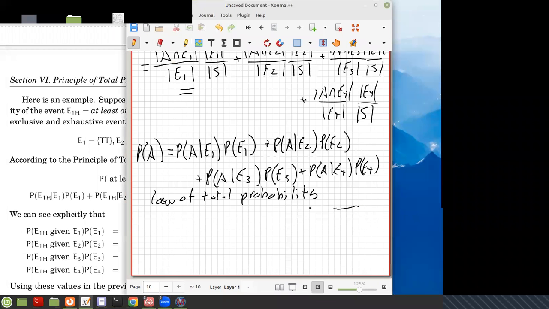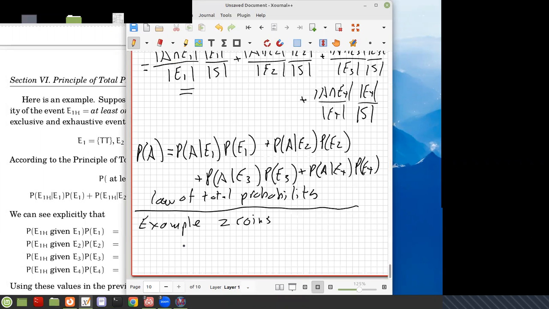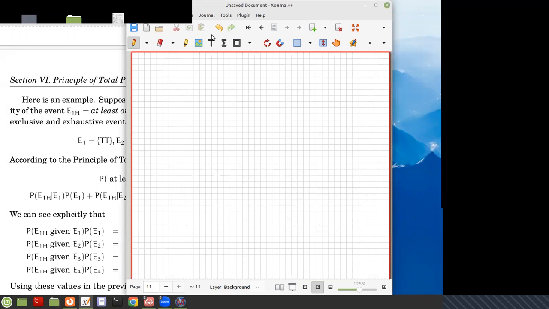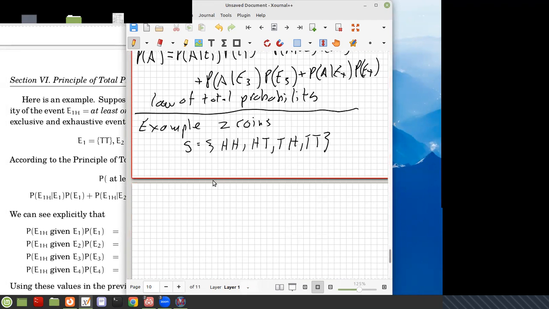Okay, example. Let's do our case of 2 coins in which our sample space is equal to HH, HT, TH, TT. And we want to then, the first thing is we want to partition this into 2 sets.